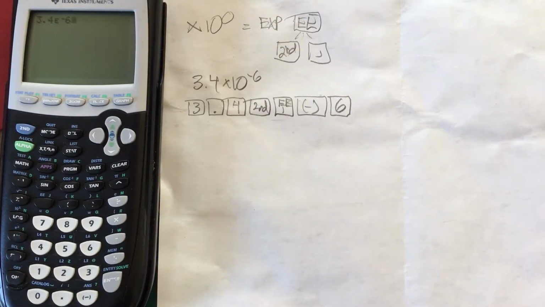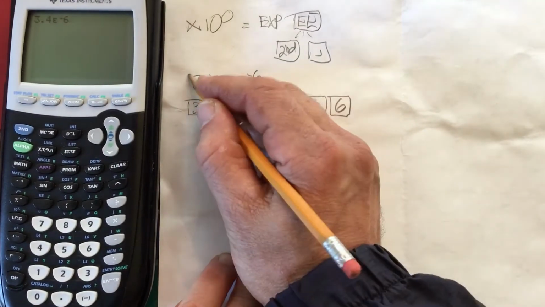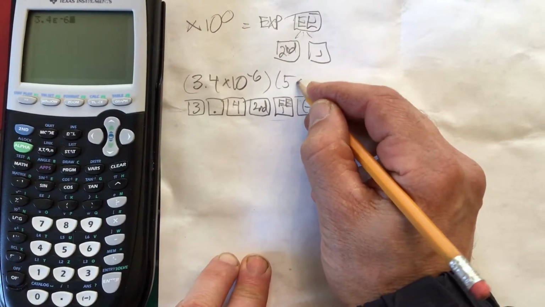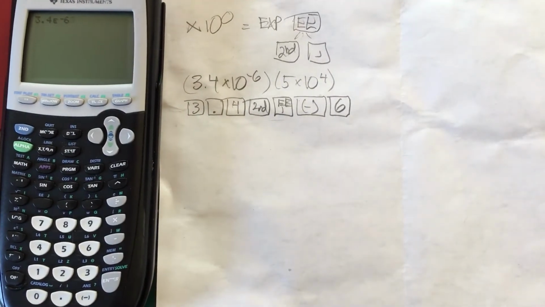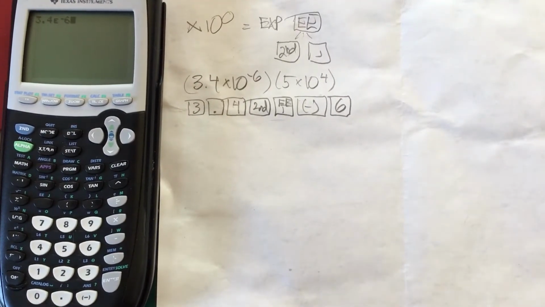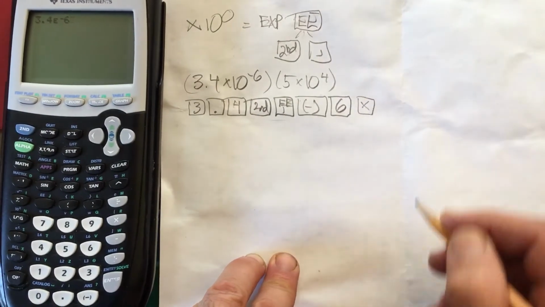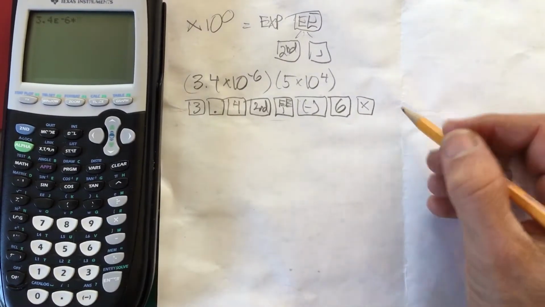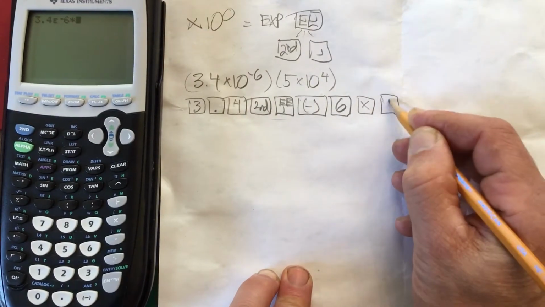And if you're then going to do some sort of operation, you just go ahead and do the operation. So let's say I wanted to multiply this by 5, I'll make it easy, times 10 to the 4th power. I'm going to do something similar now. It's multiplication, so I'm going to press the times key next. So there's times. Now I'm going to plug in the other number, and it's just 5.